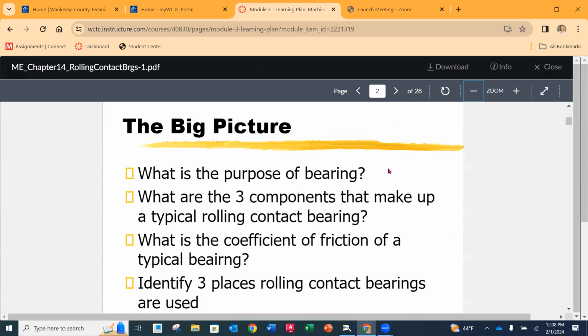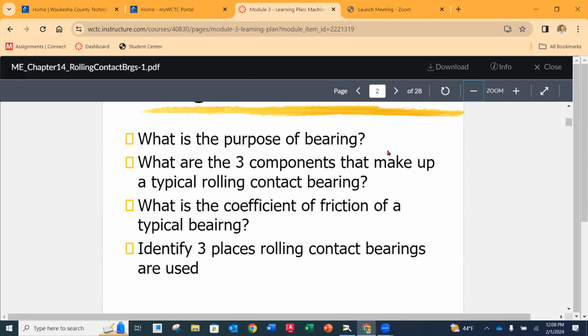First of all, what is the purpose of a bearing? You might already have an idea about it, right? I'm quite certain that you do, but there's a statement in there that talks about the purpose. Then I also want you to see if you can find what are the 3 components that make up a typical rolling contact bearing. What is the coefficient of friction of a typical bearing? And then identify 3 places that rolling contact bearings are used.